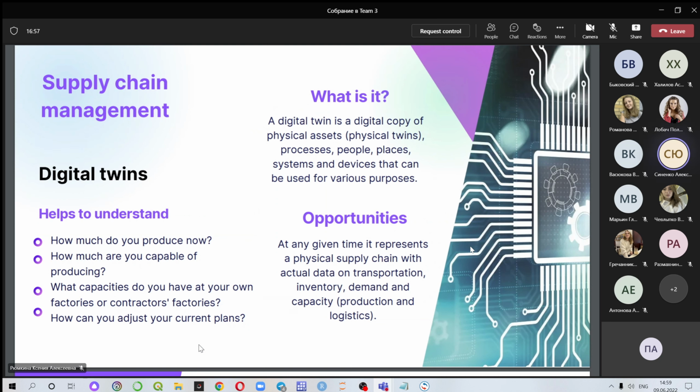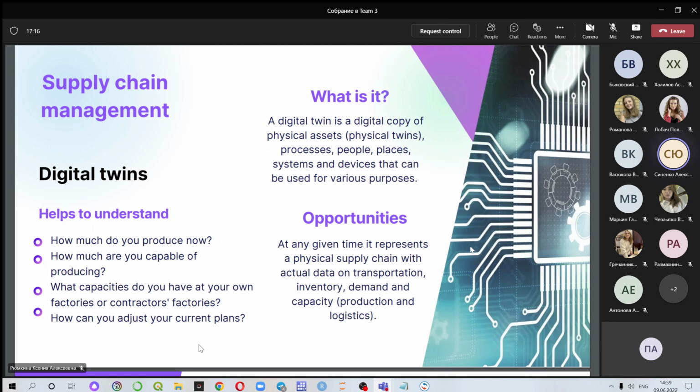About supply chain management: within the framework of the functioning of production, logistics is an integral part, which includes distribution. Today, supply chain management is also being improved with the help of digital technologies. Digital twins play an important role in the digital transformation of supply chains.